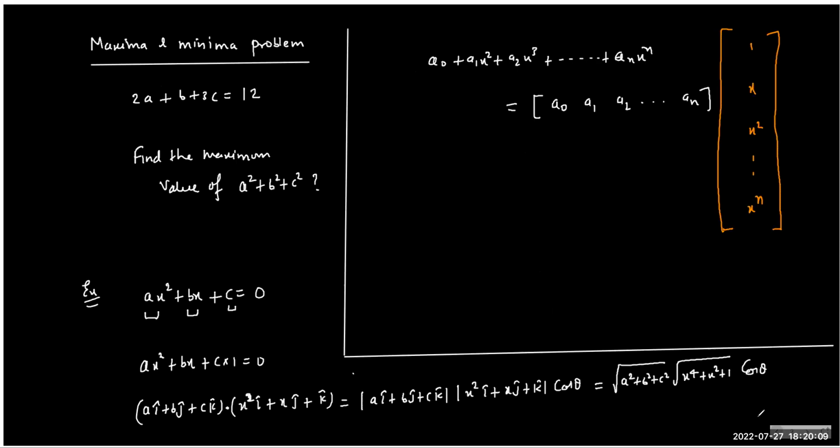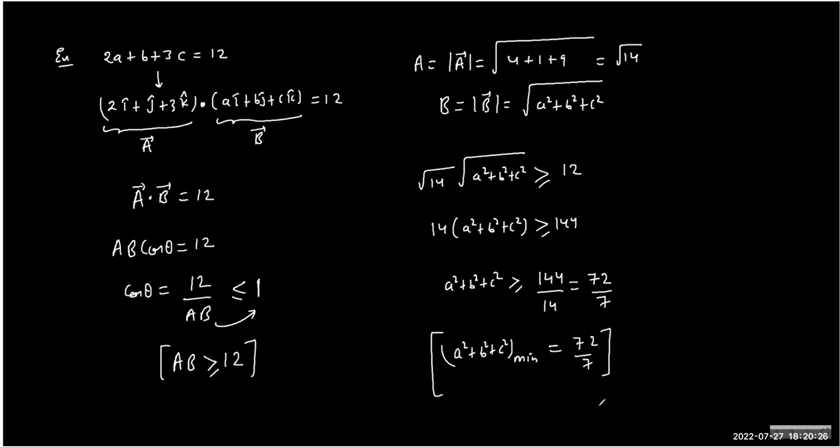So I will change the problem. So find the minimum will come here. So the minimum we can get is this much. Okay. So this was the question from maximum minimum. Again, this is the question from mathematics. Nothing to do with the physics.